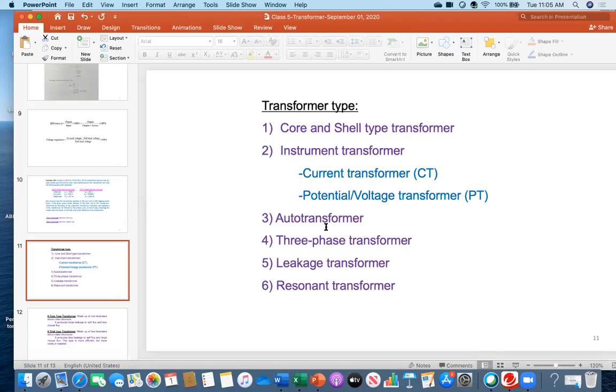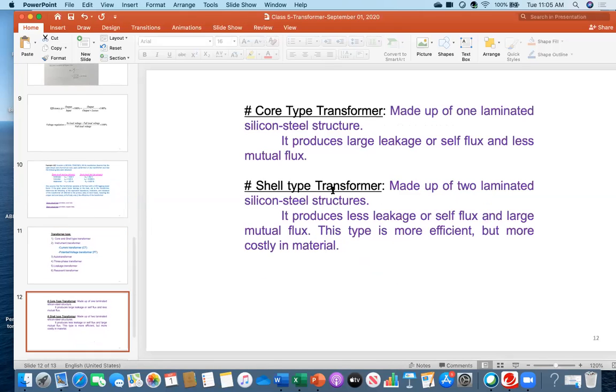Therefore, moving forward, I think we don't have much time. I just want to show you this one and then I will end today. Core type of transformer and then shell type. You see the definition. Core type means made up of a laminated silicon steel structure. Those magnetic or core materials are laminated silicon steel, and it produces large leakage or self flux and less mutual flux.